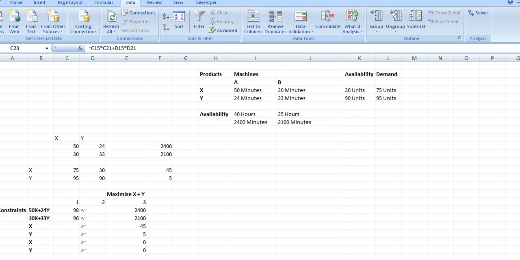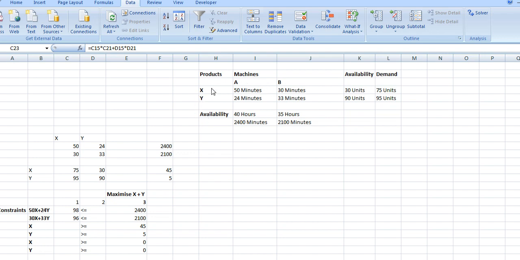Hello friends, today we'll learn Solver. We have seen Goal Seek in our previous example. This is a bigger version of Goal Seek. In mathematics you might have learned the linear programming problem. Today I have taken one of those problems.